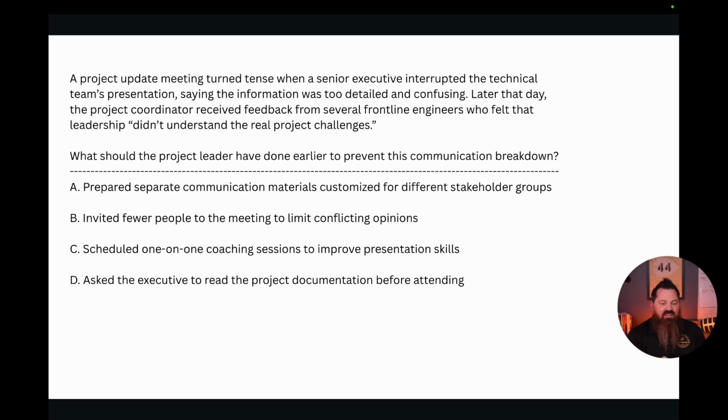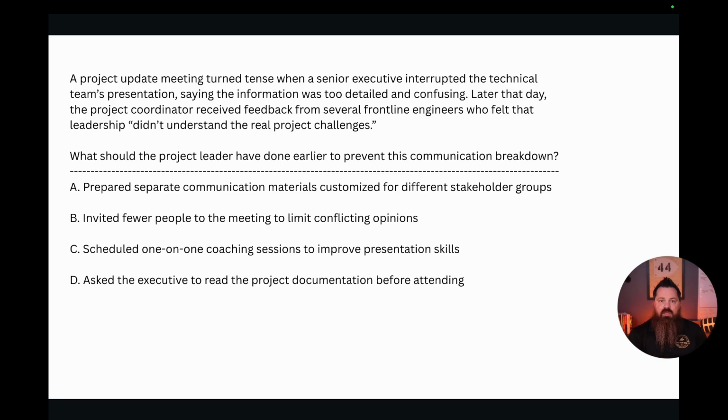When a senior executive interrupted the technical team's presentation, saying the information was too detailed and confusing. Later that day, the project coordinator received feedback from several frontline engineers who felt the leadership didn't understand the real project challenges. So again, what should we have done earlier? So first up, we have A, prepared separate communication materials customized for different stakeholder groups.